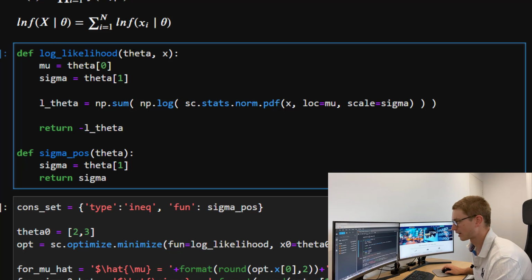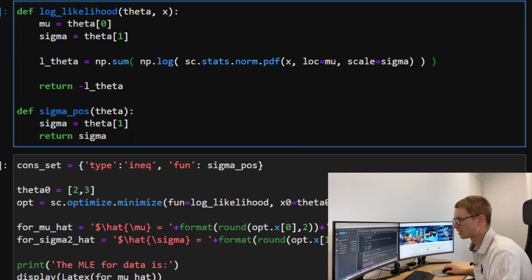So to calculate the log likelihood from our two parameters, theta, we have mu and sigma, and then we place that into the SciPy stats norm PDF for our observed x values. Now we're going to take the log of those values and then take the sum of those values. So we're taking the sum of all the log probabilities that the values that we observe come from the distribution where we have parameters set as mu and sigma.